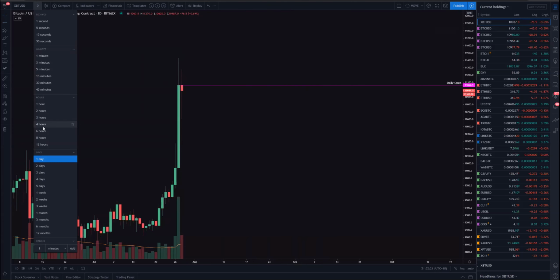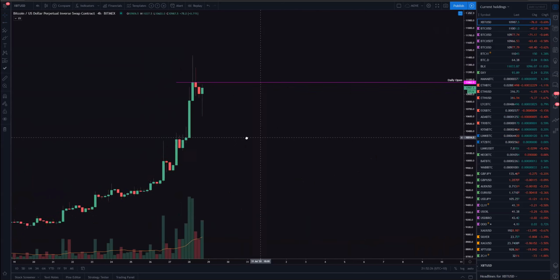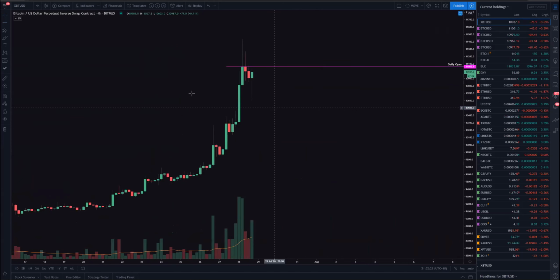And then when we go down onto the lower time frame with the 4 hour, it's still going to be there, right? And then when I scroll in or out, it stays. So pretty handy.